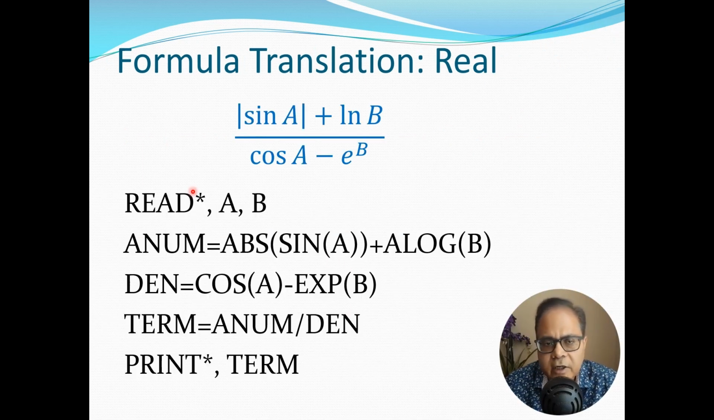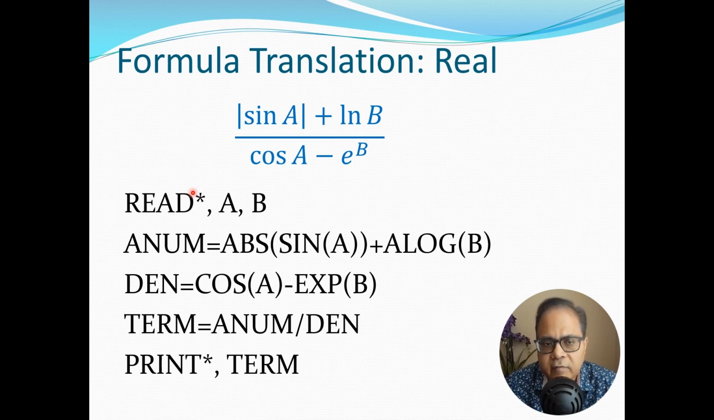Now let's start getting into some real number calculations. So again, let us take this particular expression, which is the absolute value of sine A plus log B, over cos A minus e to the power B. Here, log B, when we write it as ln, is the natural log. So what I have written here is a simple program to calculate this expression.